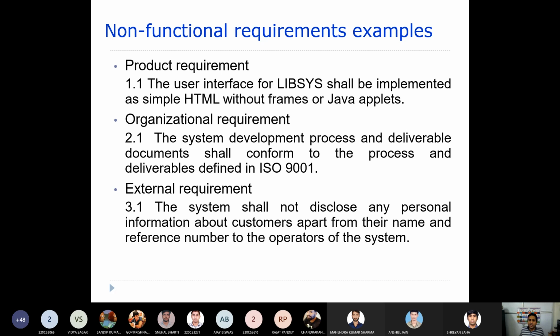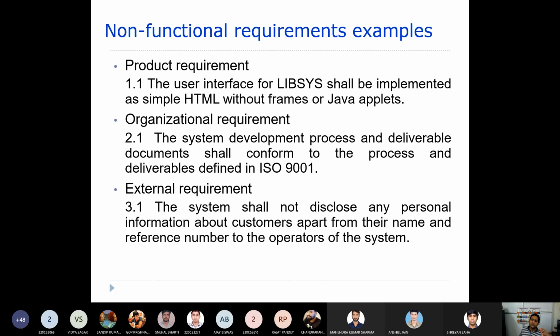Okay, so now the external requirement is something like, as I told you, this can be another example, right? There is a system, you developed a software, right? While you are going to use that particular system, you have given your name and other details, right? Now, maybe one reference number may be generated by the system for the particular user, okay? But your name should not be disclosed to anyone. Only what will be disclosed to the operator?